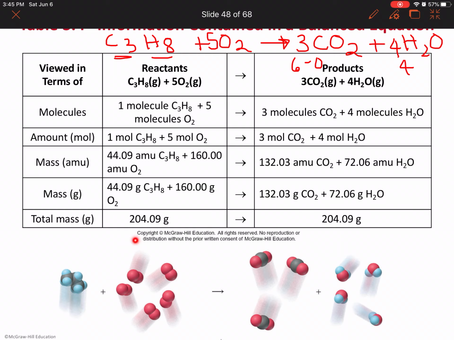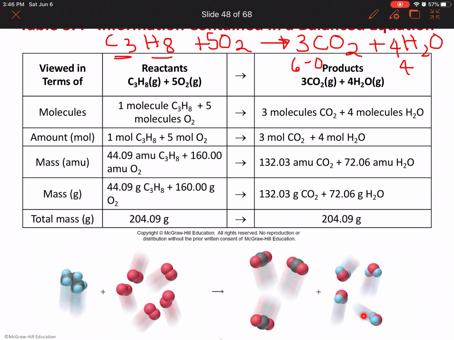So these ratios remain the same in this stoichiometrically equivalent reaction. And then if you look at the total mass, 204.09, 204.09, reactants are same as the products. Again, it obeys the mass law as well. So this is one propane molecule reacting with 5 moles of oxygen, giving us 3 moles of carbon dioxide and 4 moles of water molecules.